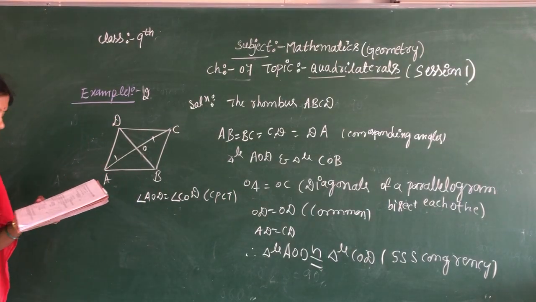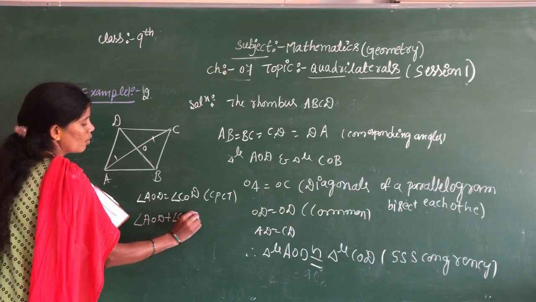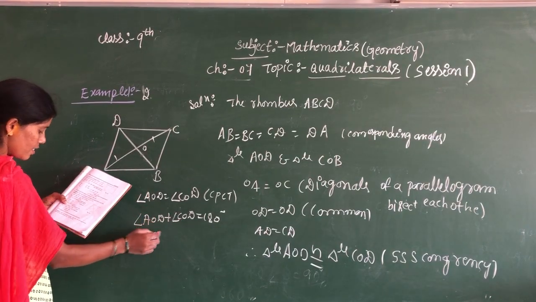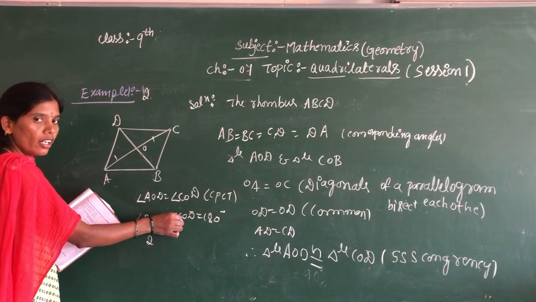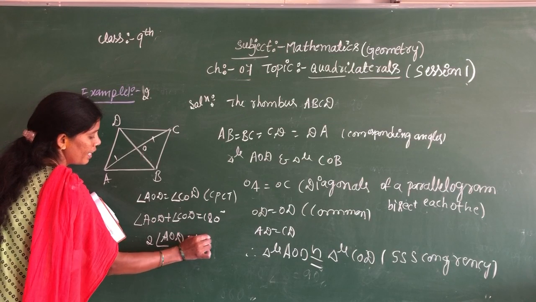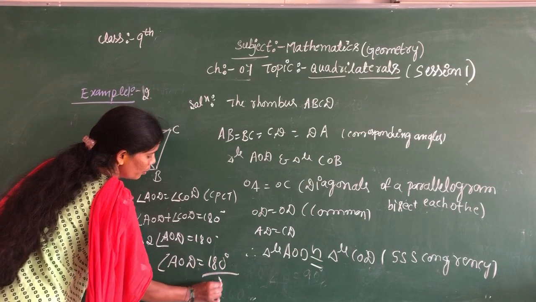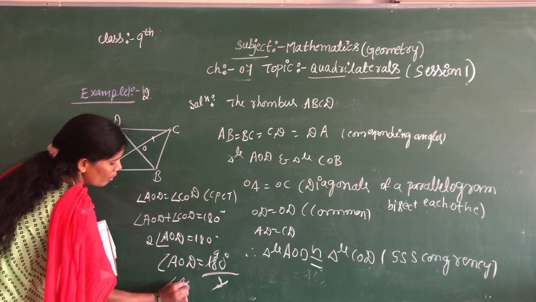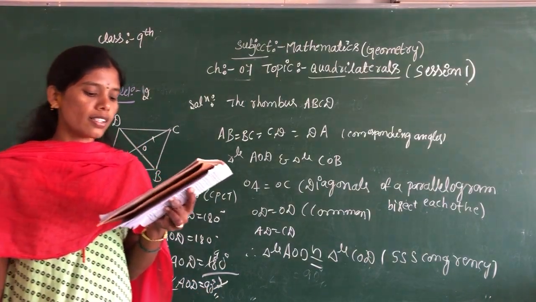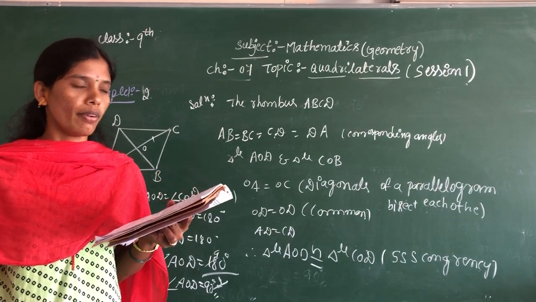CPCT. Now we should add: angle AOD plus angle COD is equal to 180 degrees. Since angle COD is equal to angle AOD, 2 times angle AOD is equal to 180 degrees. Angle AOD is equal to 180 degrees by 2, which is 90 degrees. So the diagonals of a rhombus are perpendicular to each other. Okay, children. Did you understand this problem?